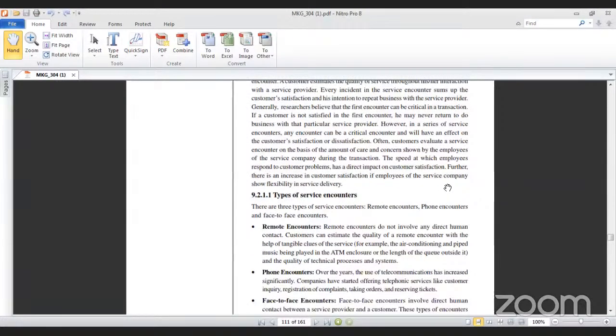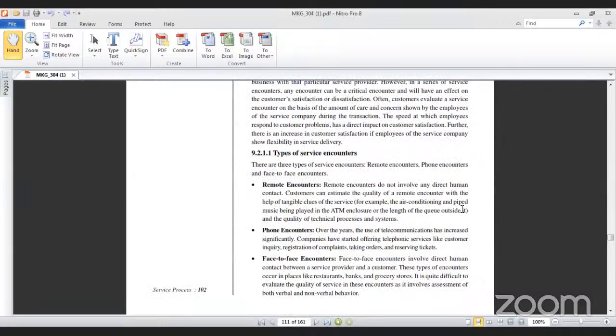Types of service encounter. There are three types of service encounters. First is the remote encounter, then phone encounters, and face-to-face encounters. Remote encounters do not involve any direct human contact. Customers can judge the quality of a remote encounter with the help of tangible clues of the service and the quality of the technical process and system.